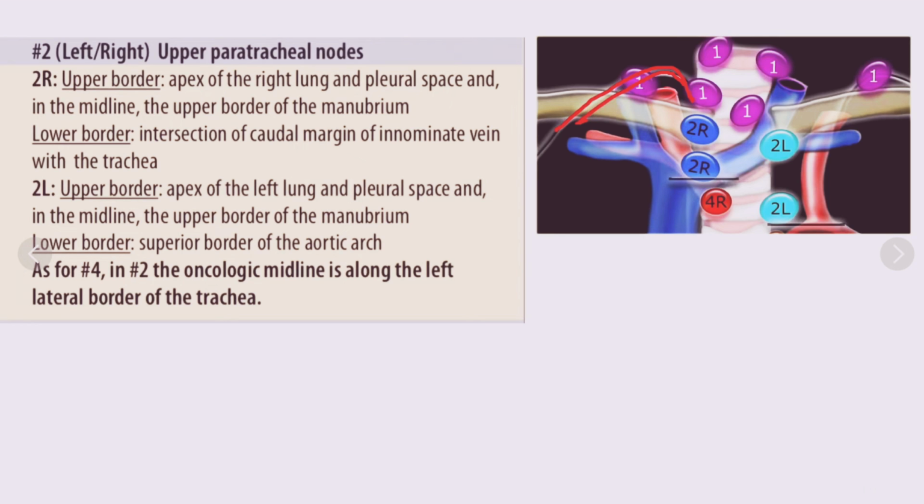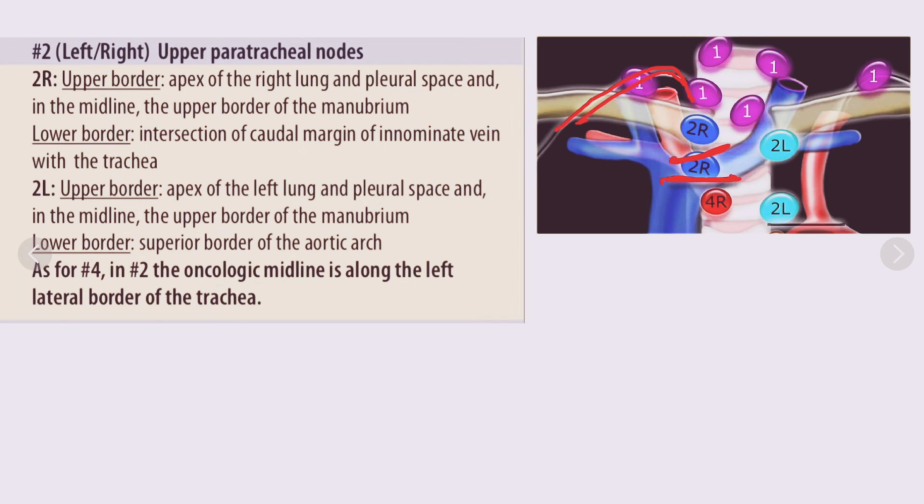And what defines the lower border? They are telling us it is the intersection of the caudal margin of the innominate vein with the trachea. Here we can see the innominate vein. The lower margin of this innominate vein defines the lower border of the upper paratracheal nodes. So the upper border is made by the apex of the right lung and pleural space, in the midline the upper border of the manubrium, and the lower border is made by the intersection of the caudal margin of the innominate vein with the trachea.